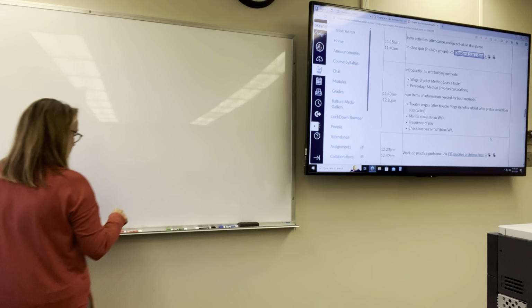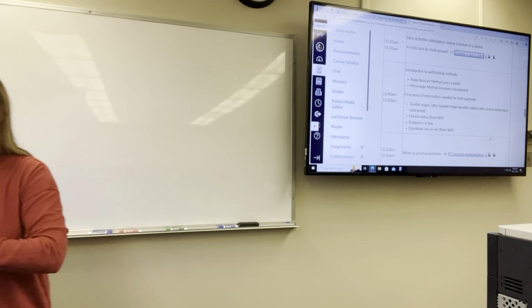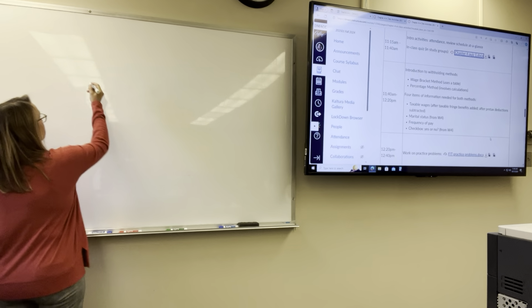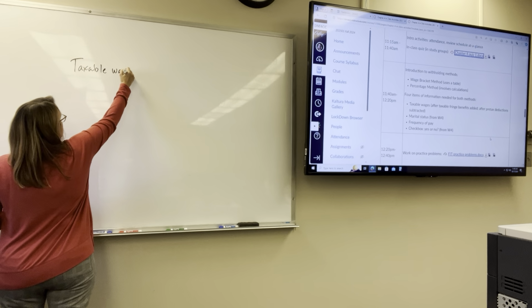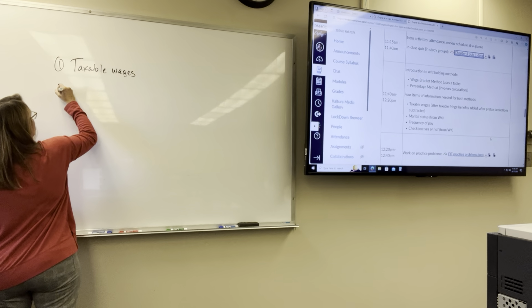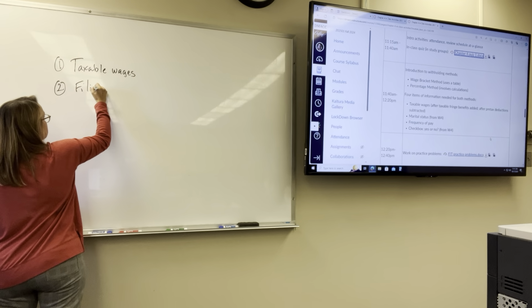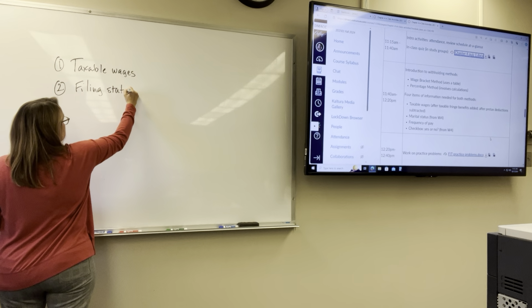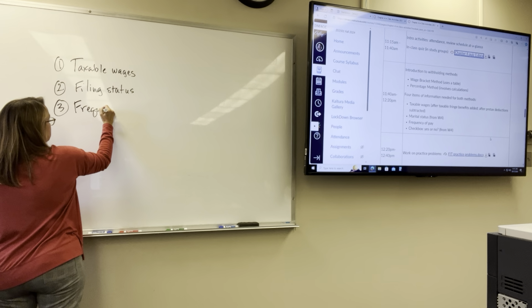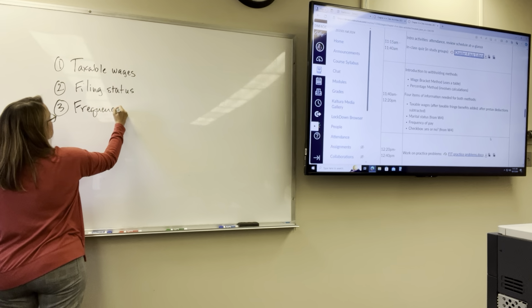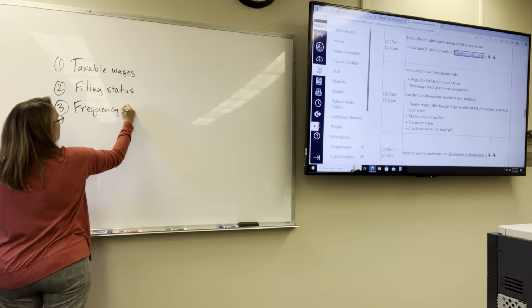All right. So let's go back. Let's put these up because we're going to do some more practice problems on the wage bracket method here. So we need, 1, taxable wages, 2, filing status, 3, frequency of pay. And these aren't in any particular order, by the way. They're just as I remember them myself. And then that checkbox. And remember, that comes from the W-4 form.